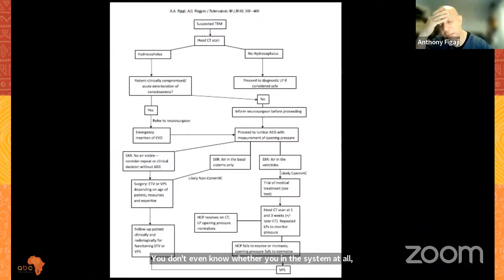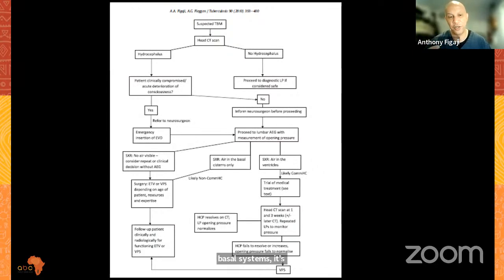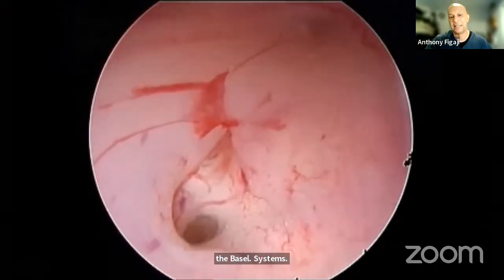So we came up with a management strategy, and we do something called an air encephalogram, where we inject air through the spinal CSF and see if it tracks into the ventricle or into the basal cisterns. If it's in the basal cisterns, it's non-communicating. But then if it's in the basal cisterns, we knew that if we did a third ventriculostomy, you should be able to see that air, and that's exactly what happens.